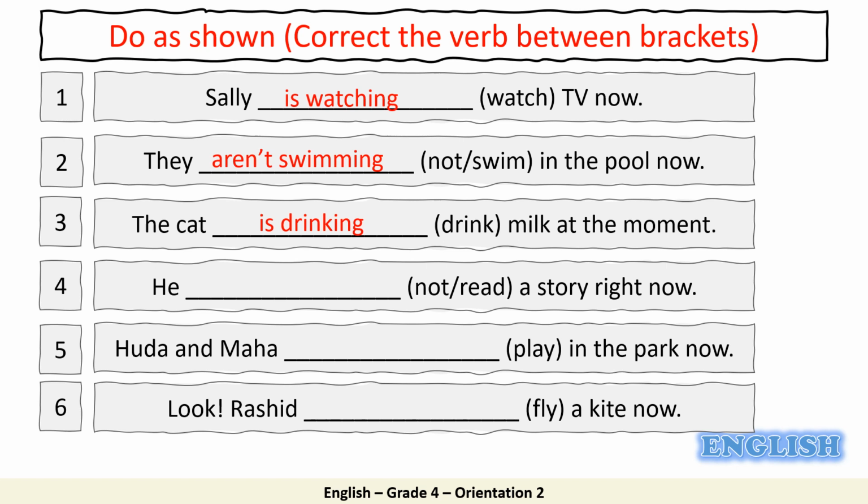4. He not read a story right now. He isn't reading a story right now. 5. Huda and Maha play in the park now. Huda and Maha are playing in the park now. 6. Look, Rashid fly a kite now. Look, Rashid is flying a kite now. Good job.